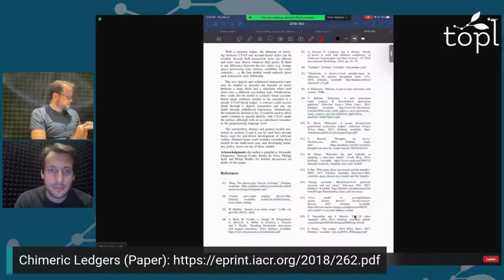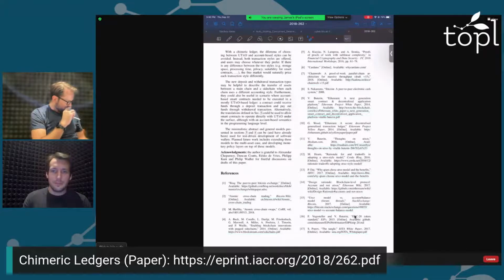The new deposit and withdrawal may be helpful to describe the transfer of assets between a main chain and a side chain, something that I would like to think about. Therefore, they could prove useful in scenarios where account-based smart contracts need to be executed on a mostly UTXO-based ledger. A contract could receive funds through deposit and so on. Probably what a lot of people have been doing in terms of Avalanche. Minimalist, abstract, and general models presented in sections 3 and 4 can be, and have already been, used for test room development of software. Planned work, and so on.